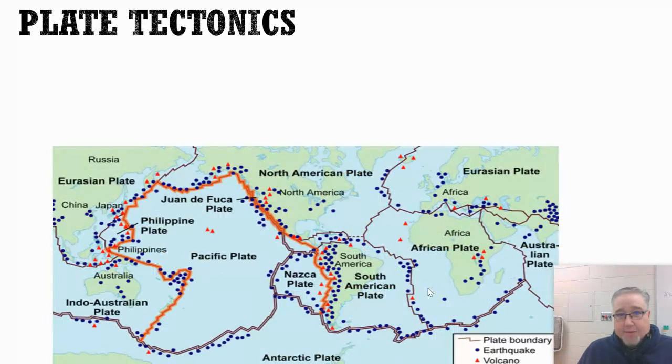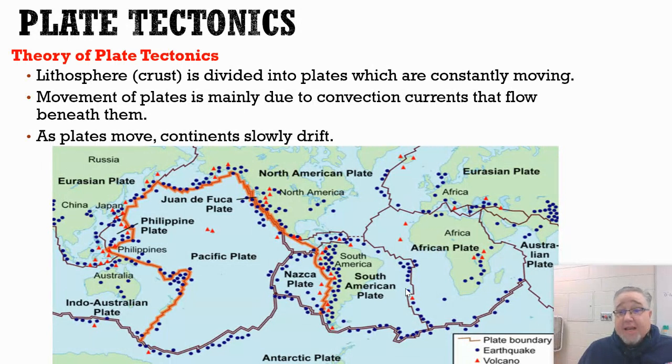But over time, those continents have moved apart, all because the plates that they're sitting on have drifted apart very slowly. So, this theory of plate tectonics is basically that the crust is made up of all these plates, and they slowly drift apart, all because of those convection currents that are flowing beneath them. The theory of plate tectonics is the whole reason why we have earthquakes and volcanoes and things like that, which we'll talk about as well.